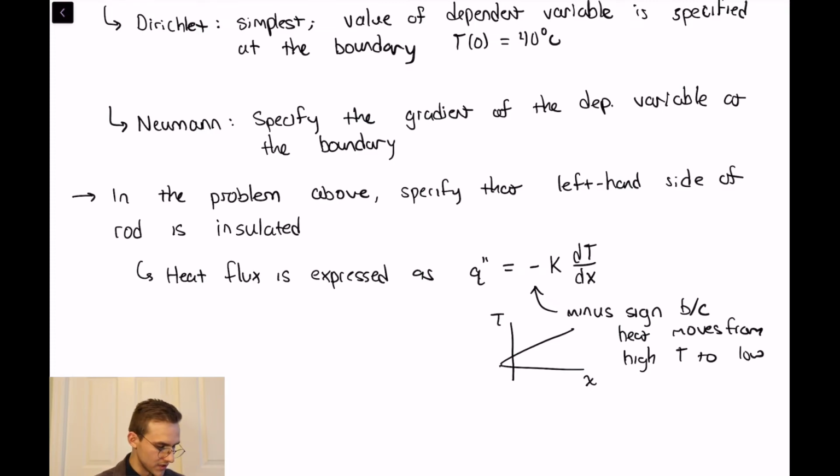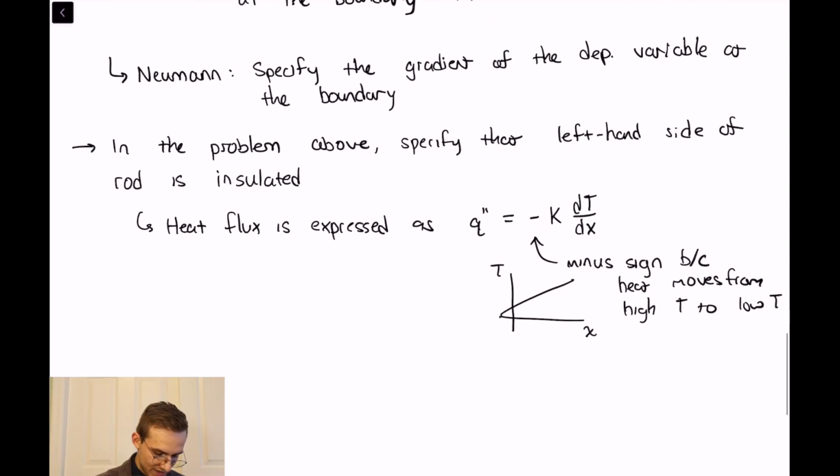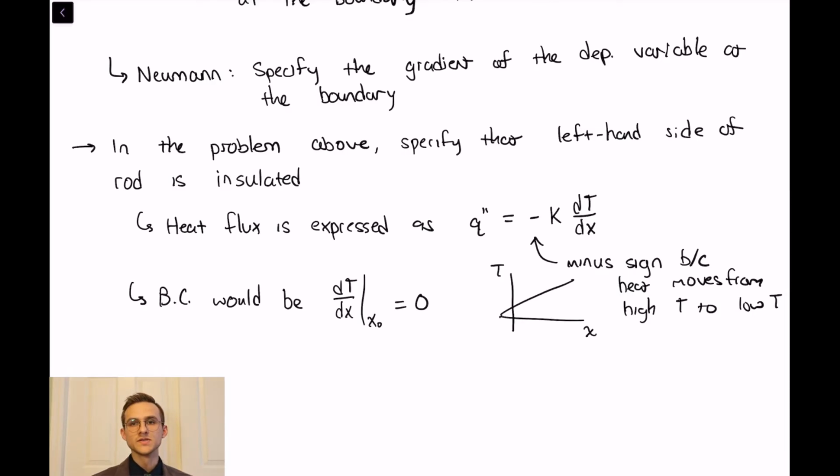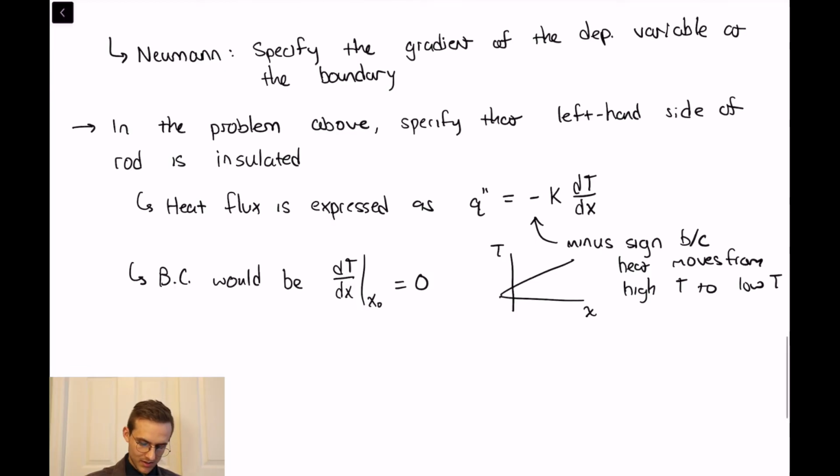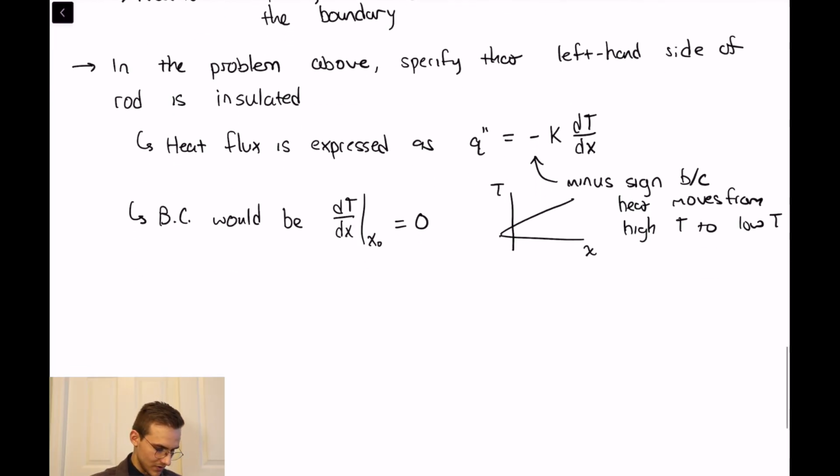Courtesy of Clausius. So what we end up with is that the boundary condition would be that dT/dx evaluated at x naught would be equal to 0. So that's what your standard Neumann boundary condition would look like.